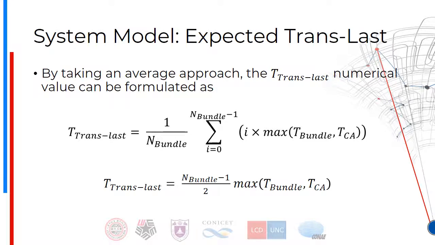And this is where the asymmetric channel can take a governing role in the equation. If the time occupancy of the channel of the custody access time is bigger, then this TTransLast parameter is going to dominate, and otherwise the T bundle will. And this is where our model is able to fit not only symmetric and asymmetric, but also highly asymmetric channel data rates.